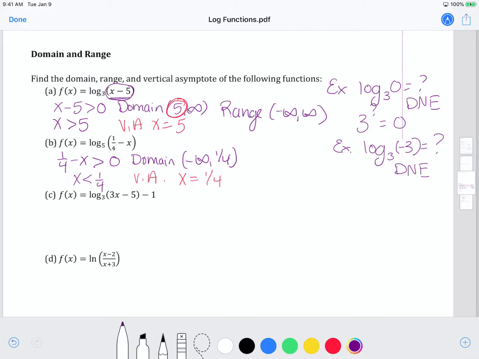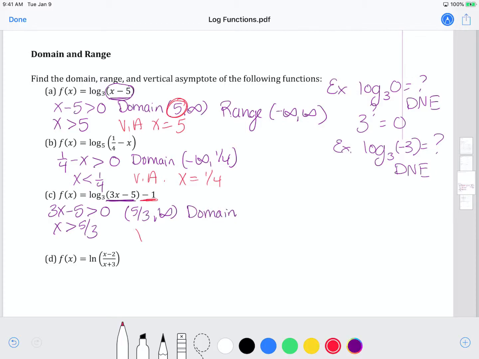For part C, it says, find the domain of log base 3 of 3x minus 5, minus 1. Notice that this minus 1 is outside the parentheses, so I'm not concerned about that affecting my domain. I just have to take whatever's inside here and set up an inequality so that 3x minus 5 is greater than 0. And when I solve that for x, I get x is greater than 5/3. So my domain is going to be 5/3 to infinity.